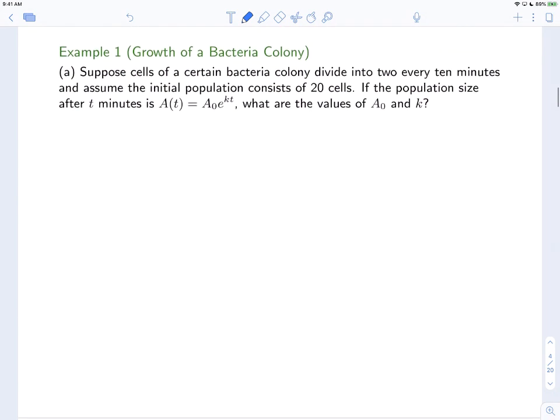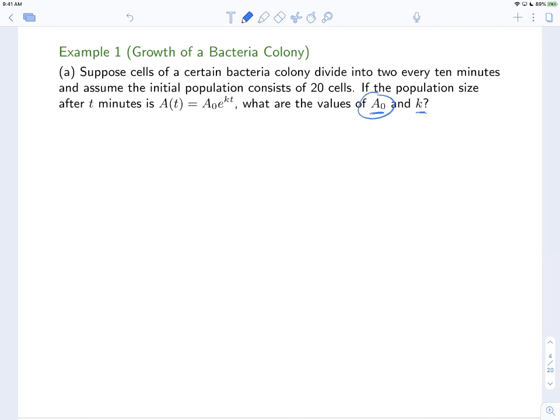Let's look at an example. Suppose cells of a certain bacteria colony divide into 2 every 10 minutes. So that means after 10 minutes the population doubles. Assume the initial population consists of 20 cells. If the population size after t minutes is given by an exponential model, A(t) = A₀ e^(kt), what are the values of A₀ and k?